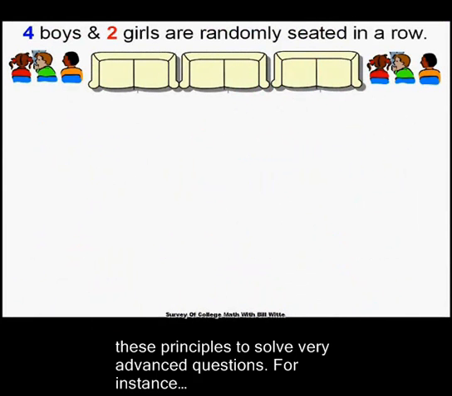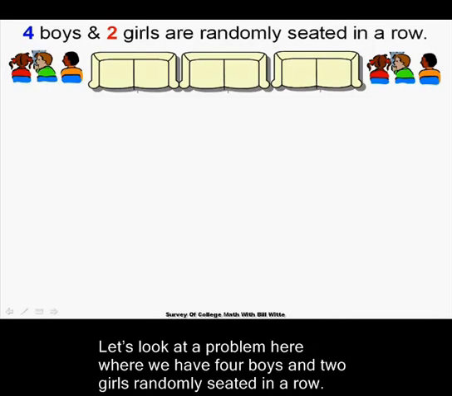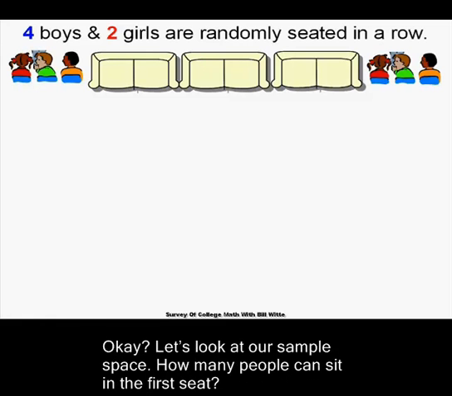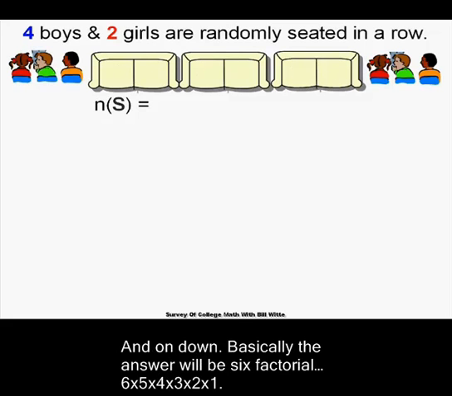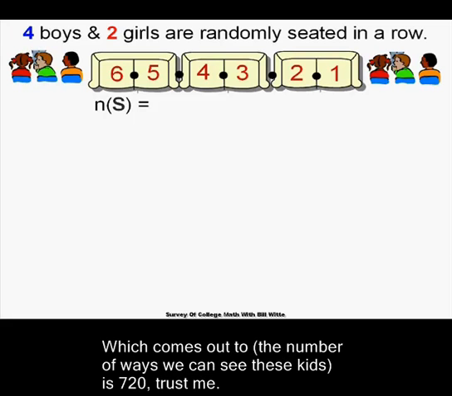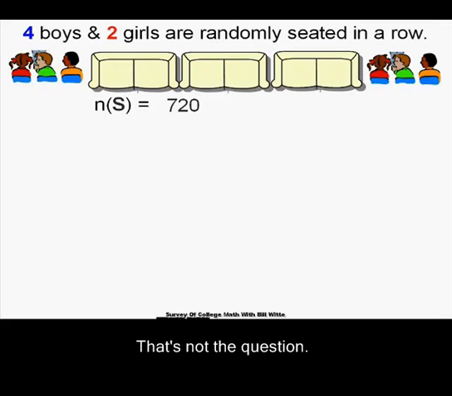For instance, look at a problem here where we have 4 boys and 2 girls randomly seated in a row. We have to seat them. Let's look at our sample space. How many people can sit in the first seat? How many people can sit in the second seat? How many people can sit in the third seat? And on down. It's basically going to be 6 factorial. 6 times 5 times 4 times 3 times 2 times 1, which comes out to 720. The number of ways we can seat these kids is 720. Trust me. Now that's not the question. I think you already knew that.